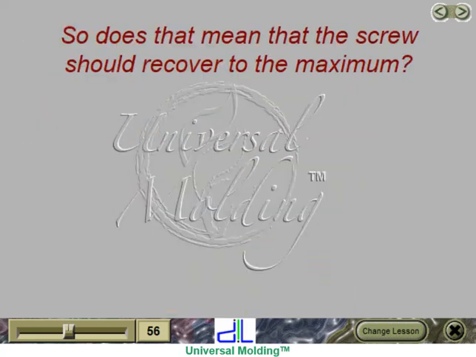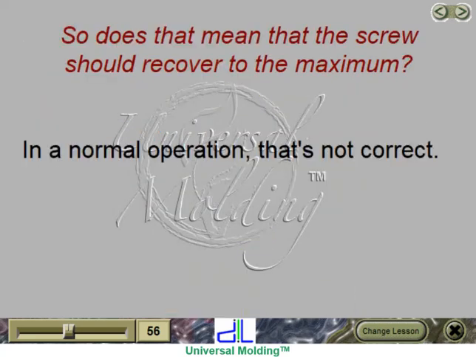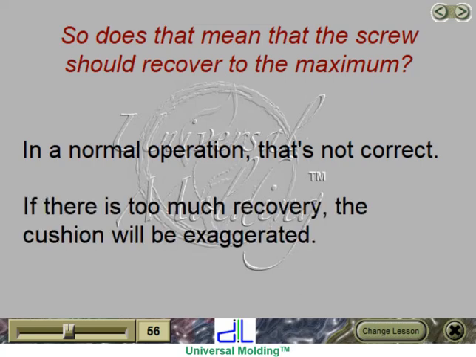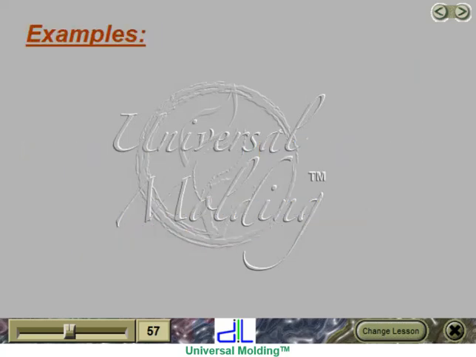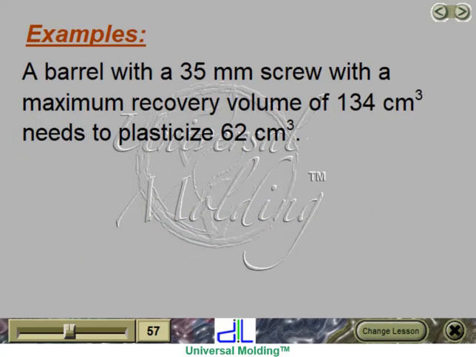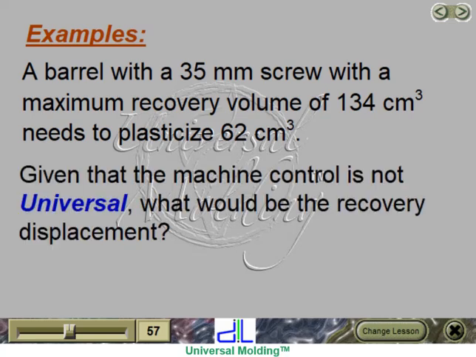So does that mean that the screw should recover to the maximum? In a normal operation, that's not correct. If there is too much recovery, the cushion will be exaggerated. Example: a barrel with a 35 millimeter screw with a maximum recovery volume of 134 cubic centimeters needs to plasticize 62 cubic centimeters. Given that the machine control is not universal, what would be the recovery displacement?